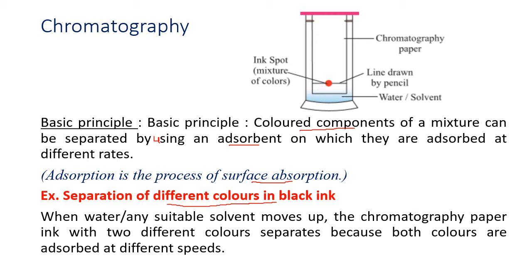So what is done? Water or any suitable solvent moves up, and it will separate the different colors because they are adsorbed at different speeds. Here the speed is different, and adsorption means surface absorption. So what do you take? A thin strip of filter paper. You can see this filter paper. Draw a line using a pencil 3 centimeters above the lower edge. So you have this paper and we have drawn a line with a pencil.